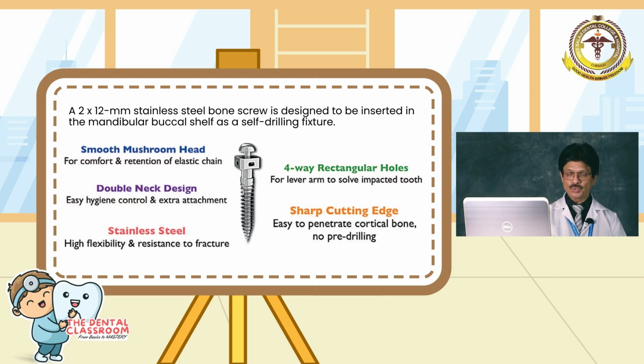So a 2 by 12 mm stainless steel bone screw can ideally be used in the mandibular buccal shelf. We need to know that the IZC screws and the MBS screws are made of stainless steel and not titanium, because titanium is softer and it can fracture. So we use stainless steel screws here.